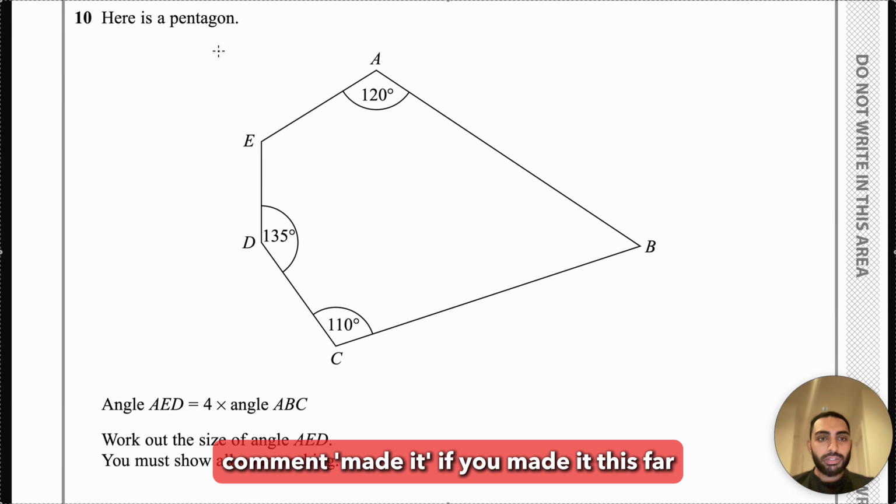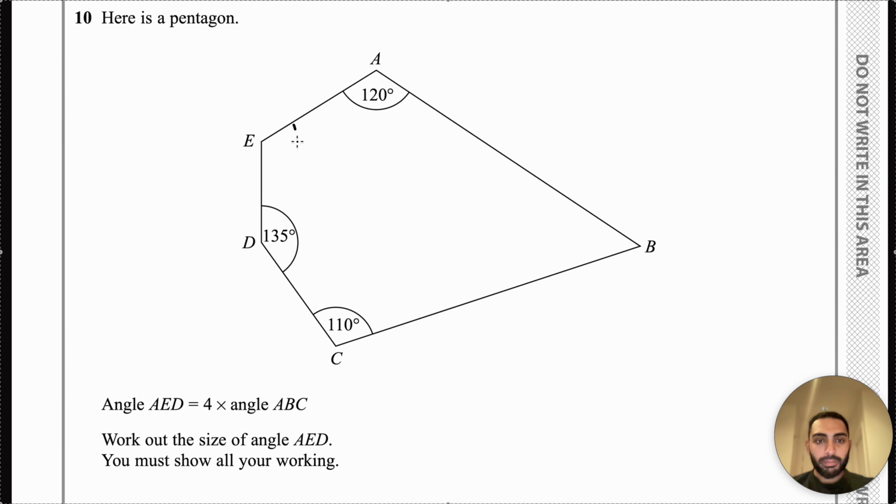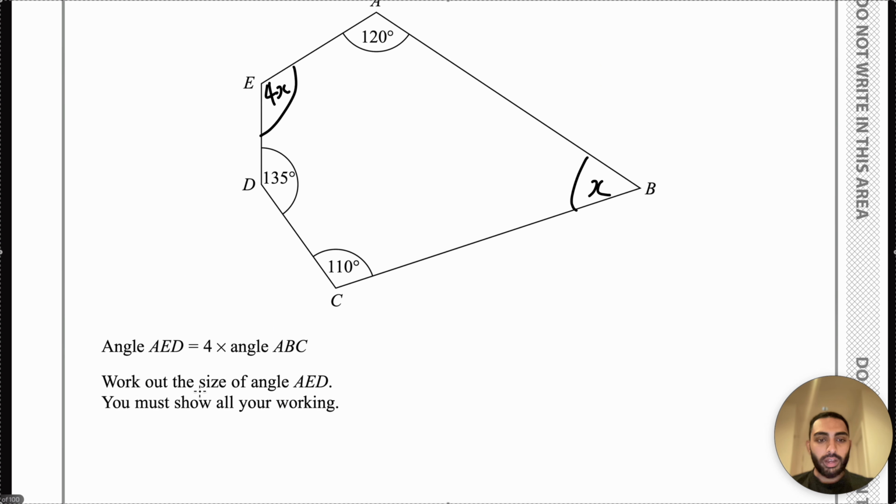Question 10. Here is a pentagon. Angle AED equals 4 lots of angle ABC. So this is saying that A to E to D is 4 times this angle. So I'm going to label this angle as x, and because this is 4 times it, I'm going to label it as 4x. Work out the size of angle AED. So we're trying to find this angle here, the 4x. So first I need to find out what all of the angles are. I need to find out what x is.